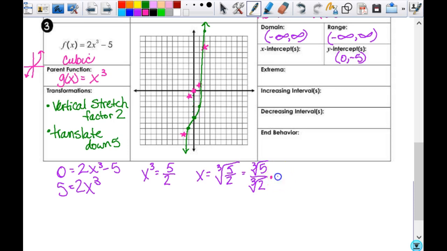So that means, do I multiply by the cube root of 2? No. Cube root of 4. This needs to be 8 down there, right? Cube root of 4 over the cube root of 4. I get the cube root of 20 over what? 2. Good job. And that's my x. x is the cube root of 20 over 2, 0.